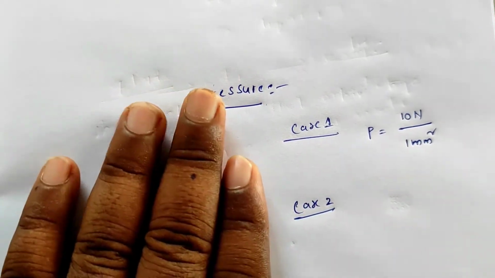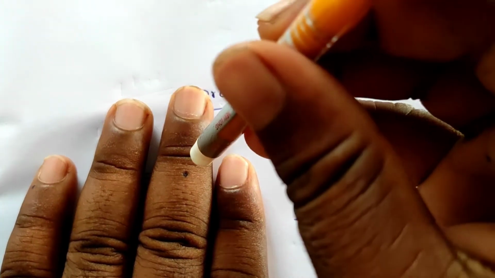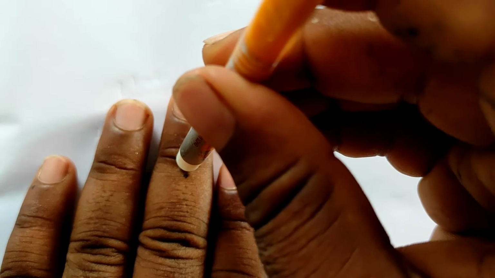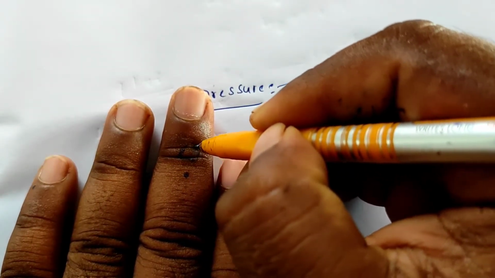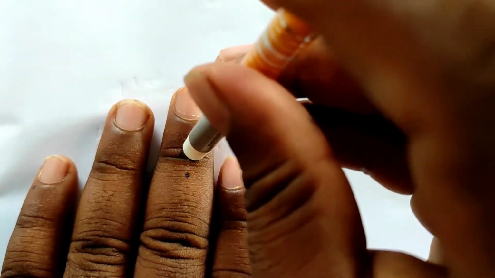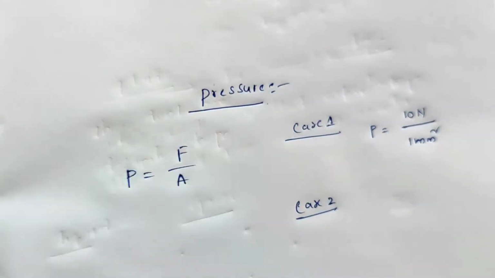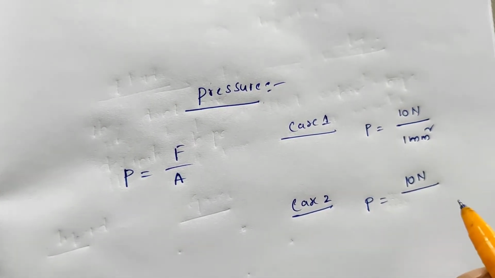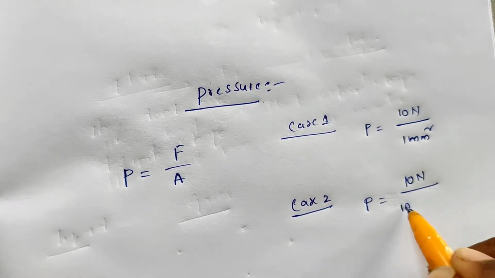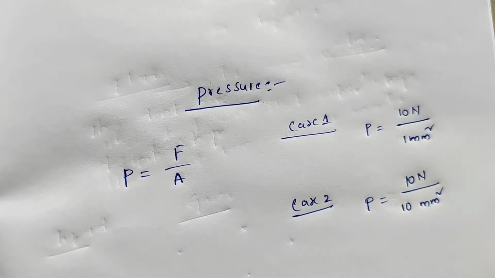In case 2, same phenomenon, and I am going to apply the same 10 Newtons, but through the back side like this. You can see the area will be a huge, big circle. So in case 2, the pressure is 10 Newtons divided by the larger area. Let me take this as 10 mm square.